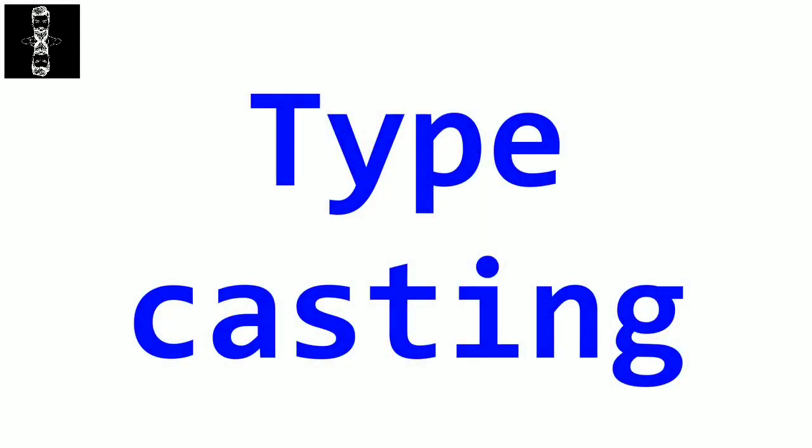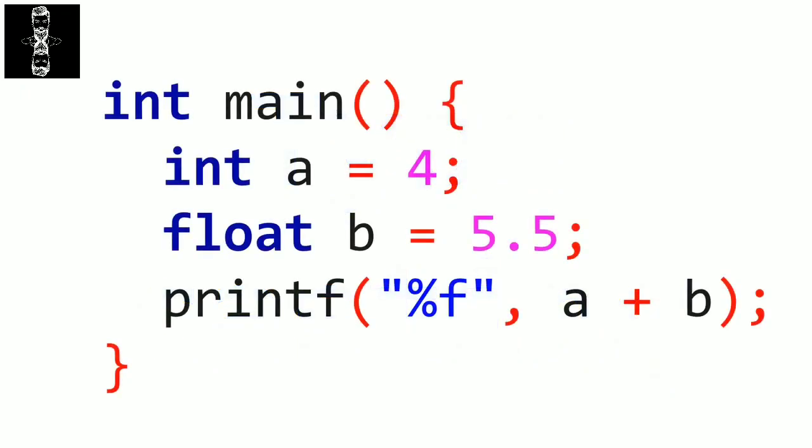Welcome to this video where we will talk about typecasting. In previous videos we performed operations on variables of the same type. But what if we want, for example, to add a variable of type int with a variable of type float? In that case, one of them will be converted to the other one's data type.